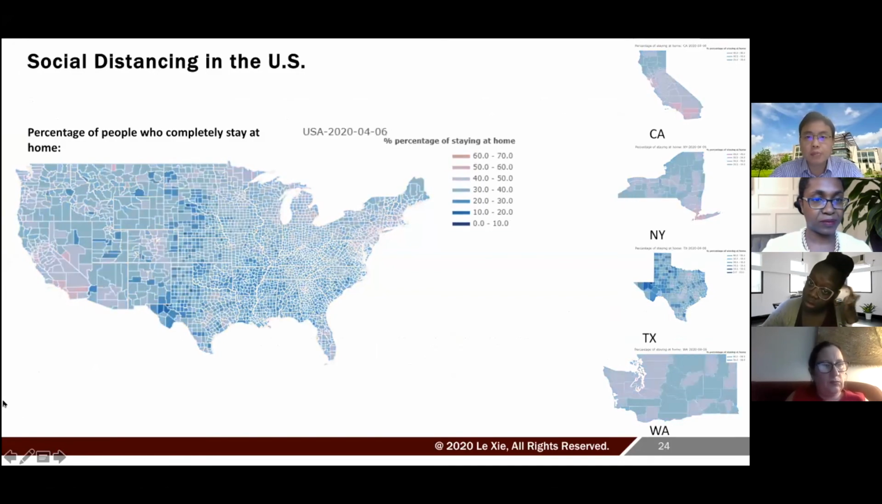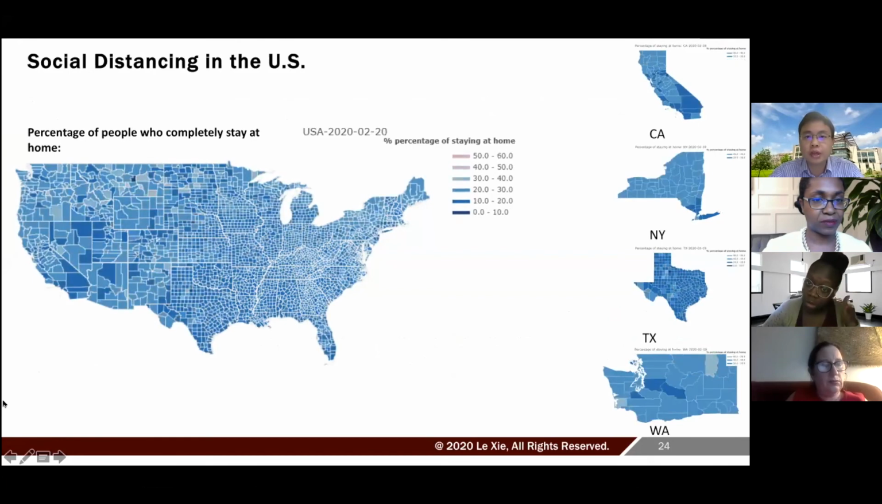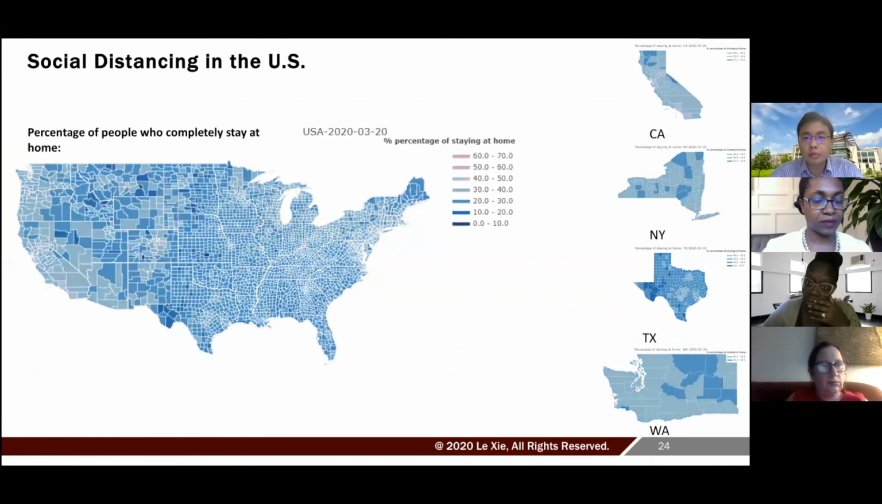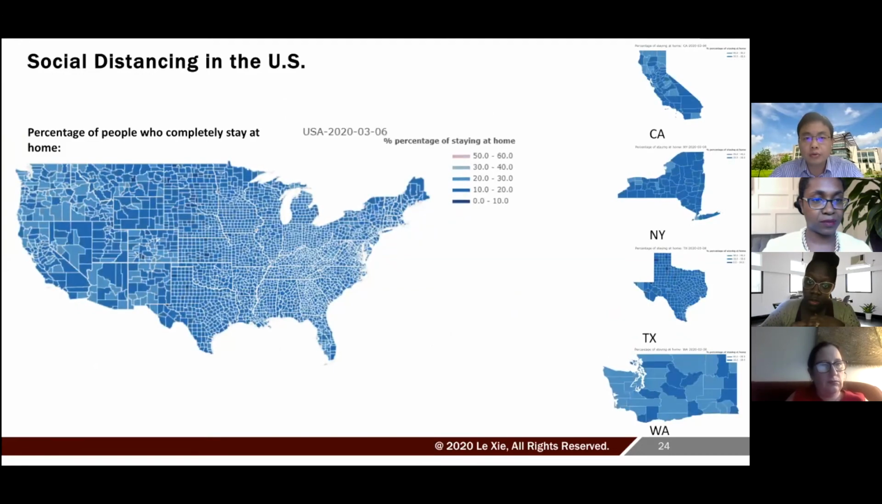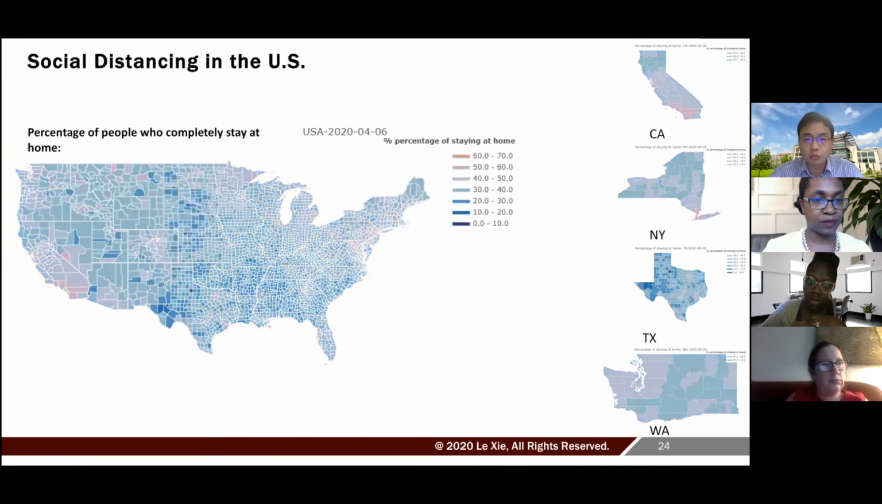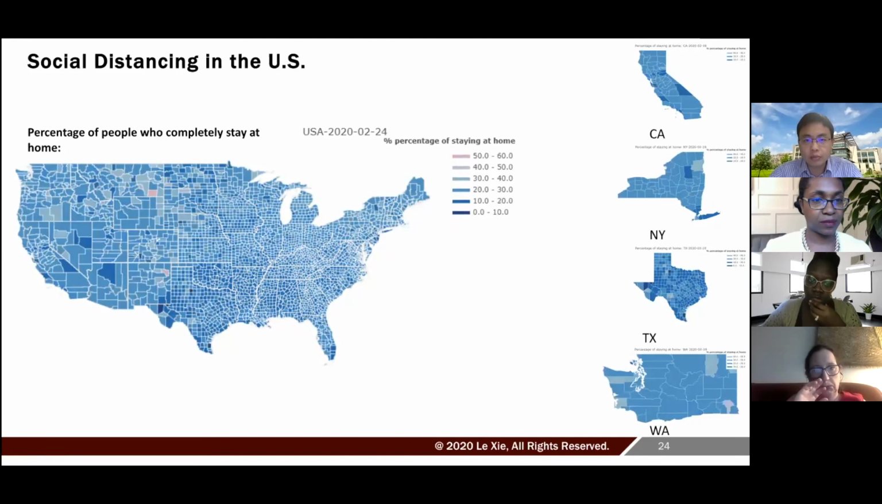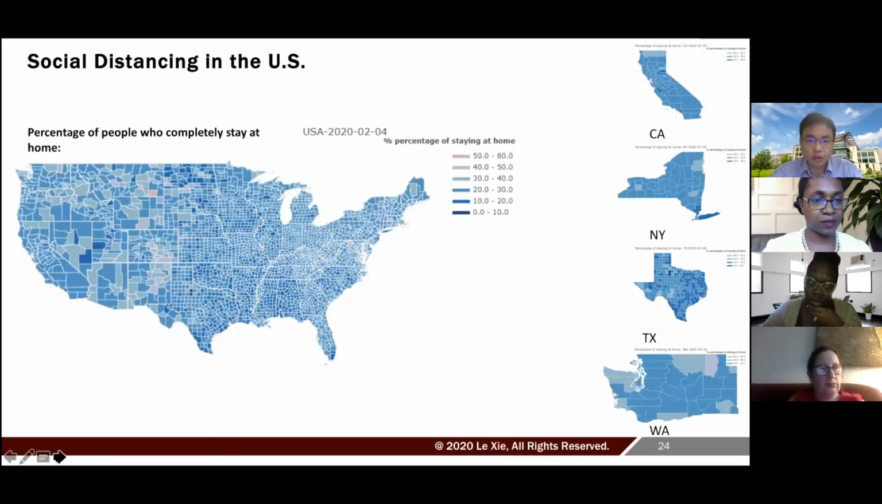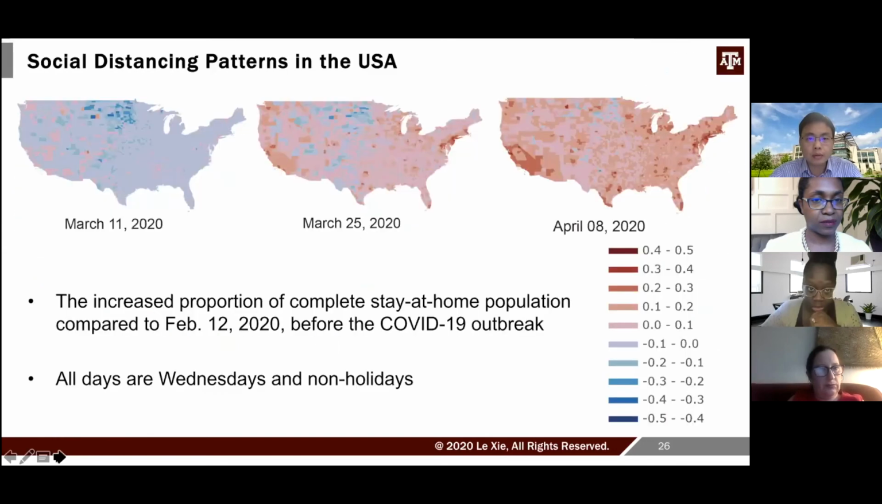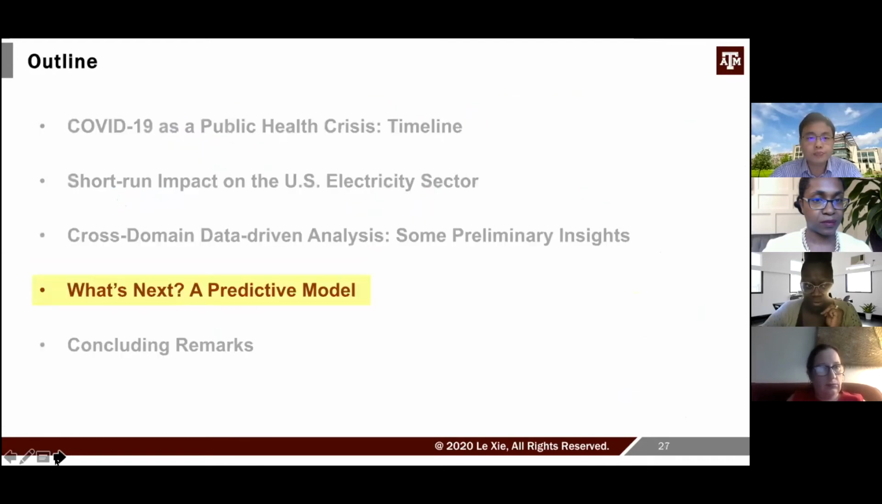This is mainly how much percentage of the US population are staying at home. And the more towards the pink color, the more we're staying home. So you can see that as we move from February all the way to April, there is a substantial increase of population staying at home. And it turns out that that's actually a very important indicator of the impact on electricity consumption changes.